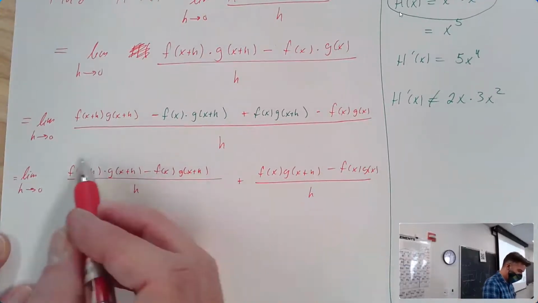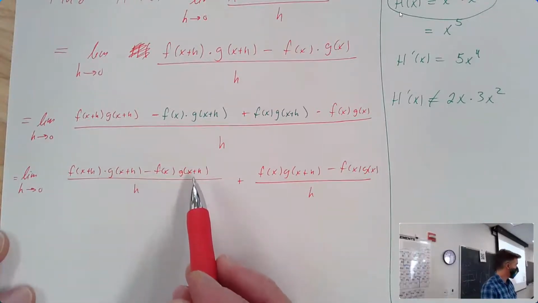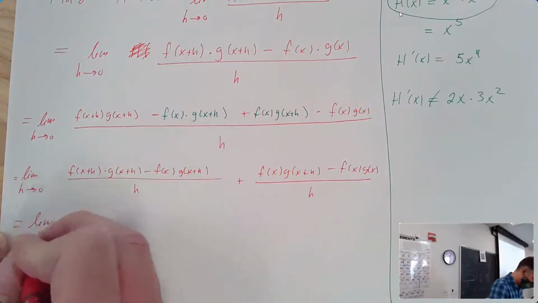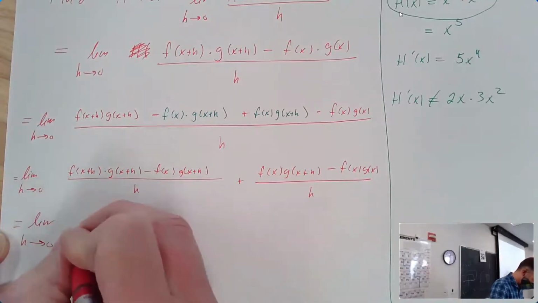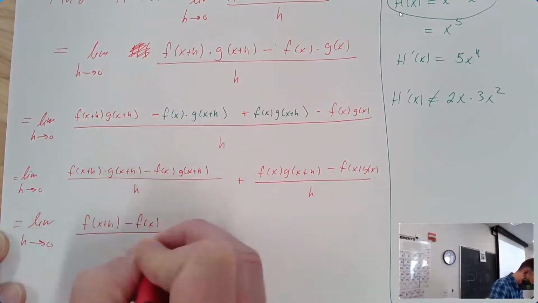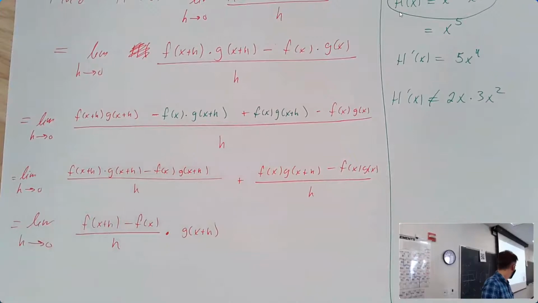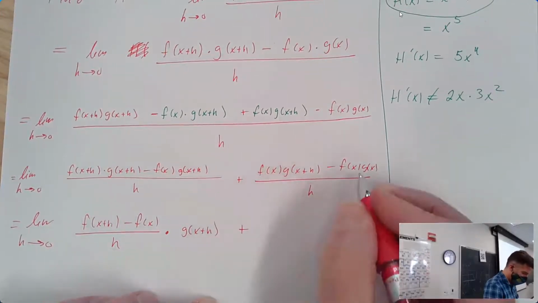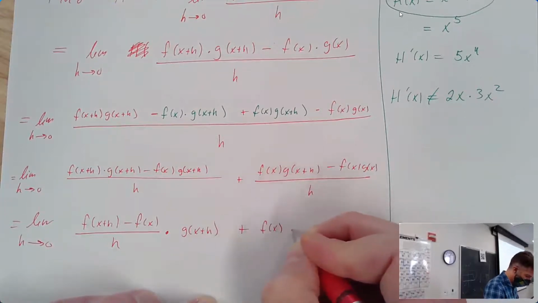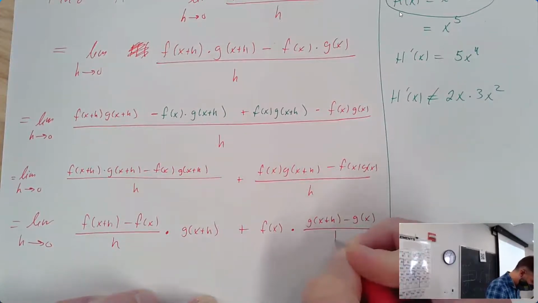So from this first fraction, what can we factor out from the numerator? What's the only thing that's appearing twice in the numerator? It's the g of x plus h. So I'm going to rewrite this as the limit as h goes to 0 of, I factor out the g of x plus h, I'm left with f of x plus h minus f of x all over h times g of x plus h. Then we do the same thing over here for this piece. I'm going to factor out the f of x that's common to both parts and be left with g of x plus h minus g of x all over h.